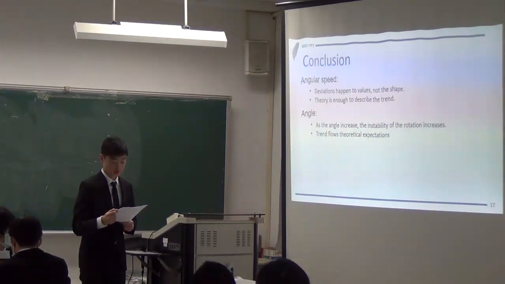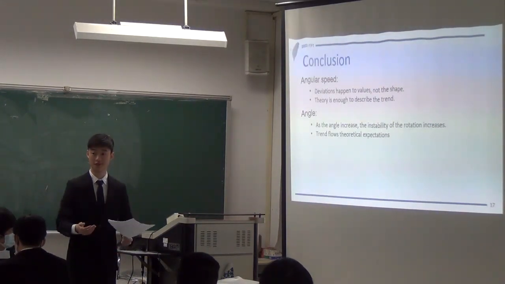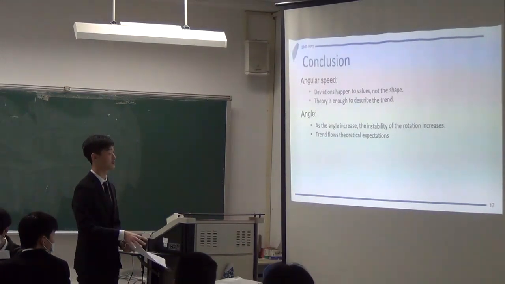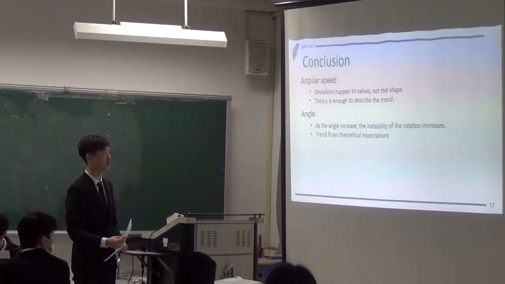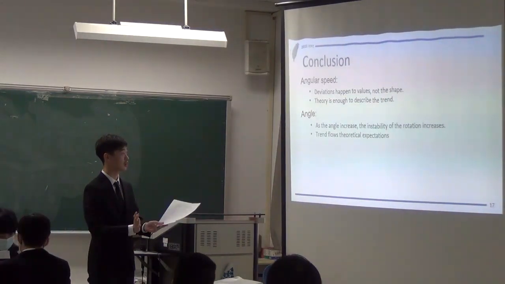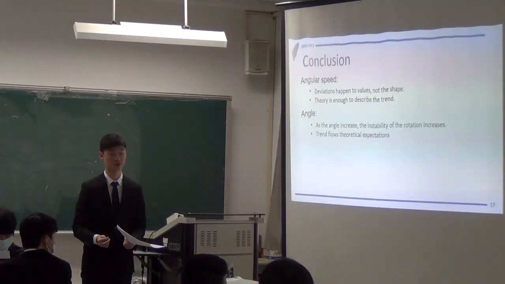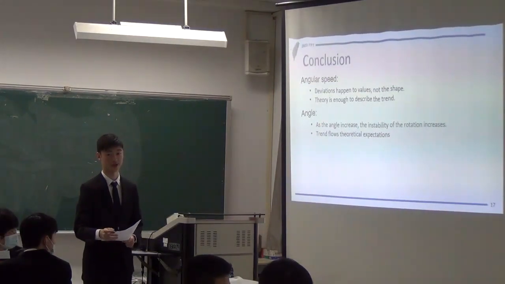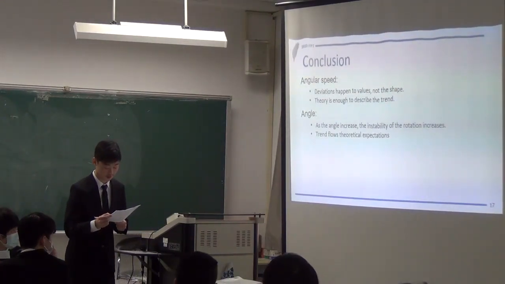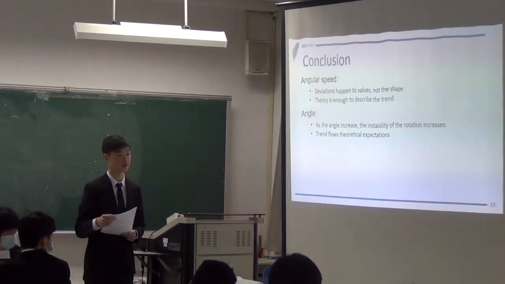So for the conclusion, overall the deviation happens to values, but not the overall shape of the data. So we say the fitting is generally accurate, and for the experiment of mass flow rate against the angular speed, the theory is enough to describe the trend. But for the angle of the pumping straw, as the angle increases, the instability of the rotation increases, because we observe vibrations on the pumping straw, and the trend still follows the theoretical expectations. Okay, that's pretty much it.